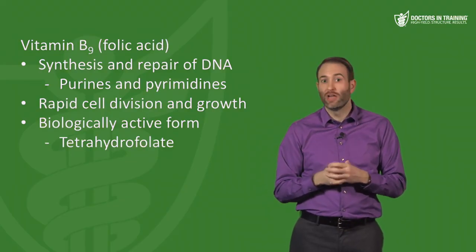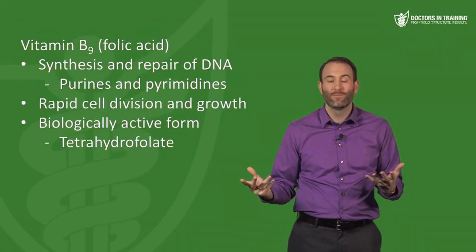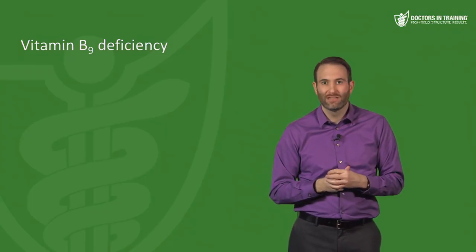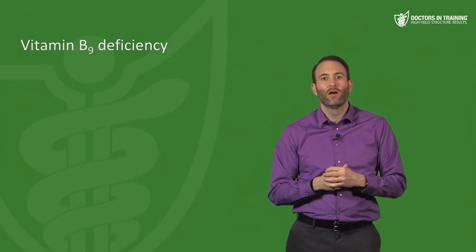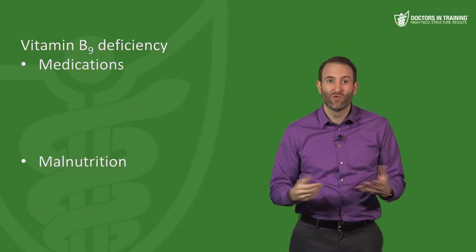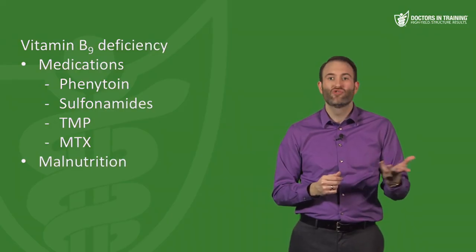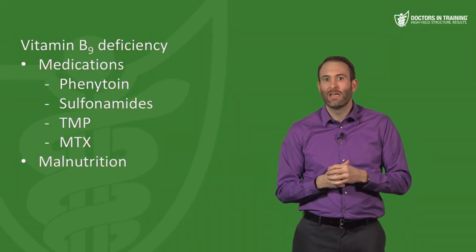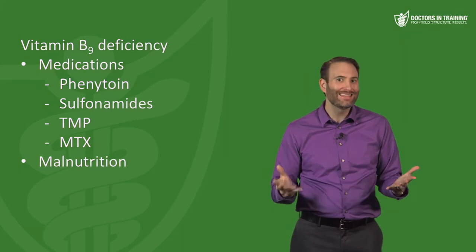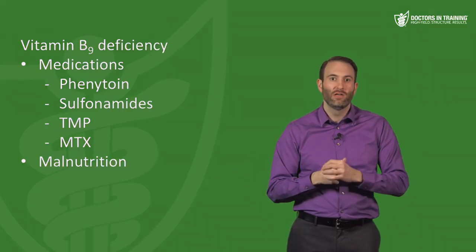Now, humans are actually unable to synthesize their own folic acid, therefore we have to get our supply through the diet. Now, let's get into the fun stuff. What about folic acid deficiency? How does that occur? Well, most of the time, folic acid deficiencies are due to medications or malnutrition. Drugs like phenytoin, sulfonamides, trimethoprim and methotrexate can all cause a folic acid deficiency. Now, what's nice is that you can actually counteract these effects by just giving supplemental folic acid in most cases.